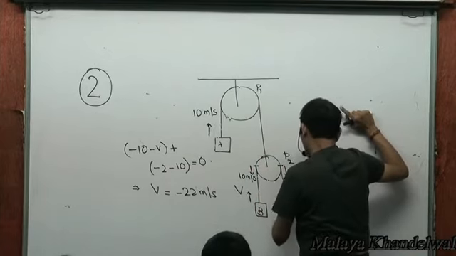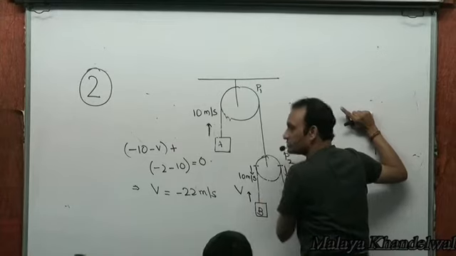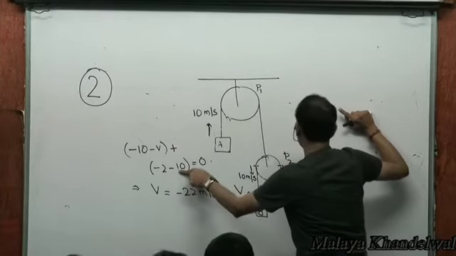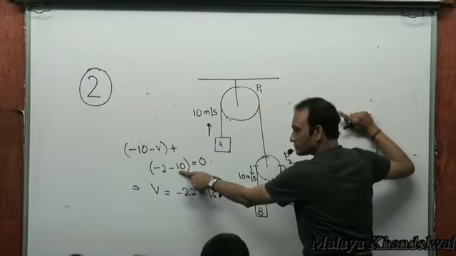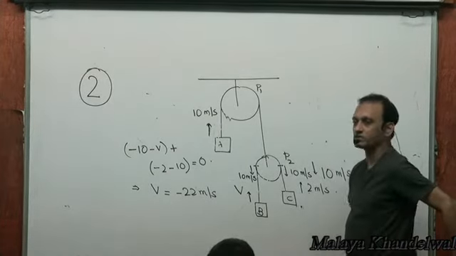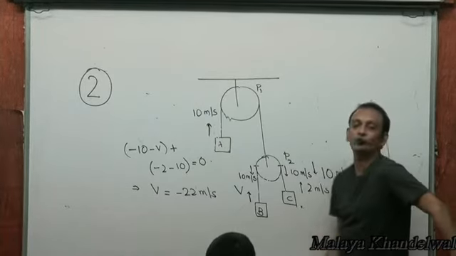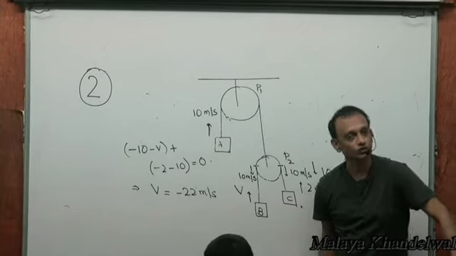Then I go this way. Velocity of C in this direction, minus 2, minus velocity of this in this direction, plus 10. Minus 2, minus 10 is 0. Their algebraic sum must be 0. V turns out to be minus 22. That means B must be moving down with a velocity of 22 meters per second.